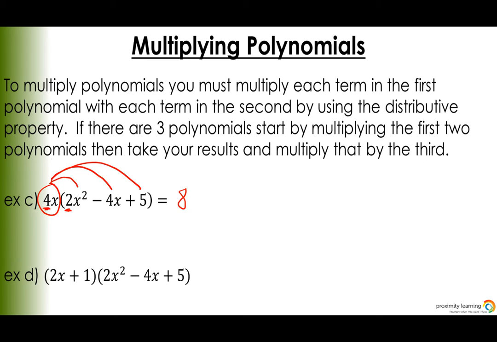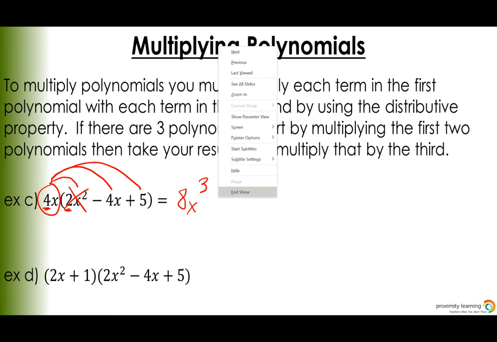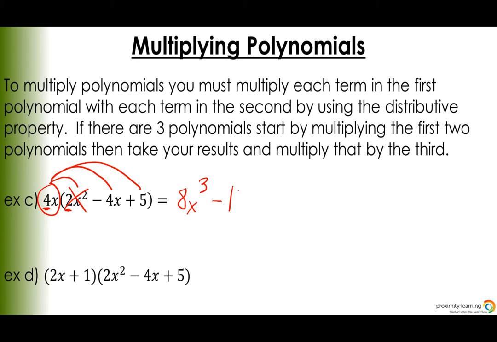So 4x times 2x squared gives us 8x to the third. Okay. Now that's done. I'm going to mark it out so I don't have to think about it anymore. All right. Now we're going to do 4x times negative 4x. Before we even deal with the variable, I'm just going to multiply the coefficients, the numbers that are attached to the variable, which in this case is a 4 and a negative 4. All right, so 4 times negative 4 gives us negative 16.